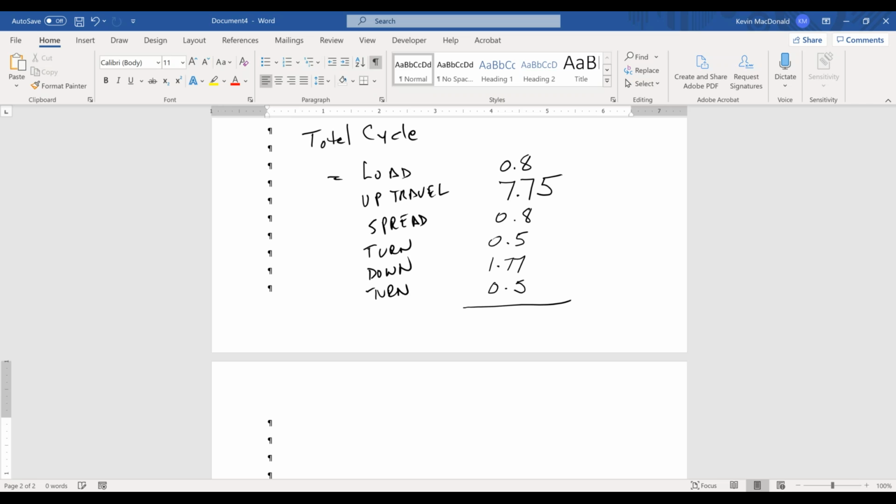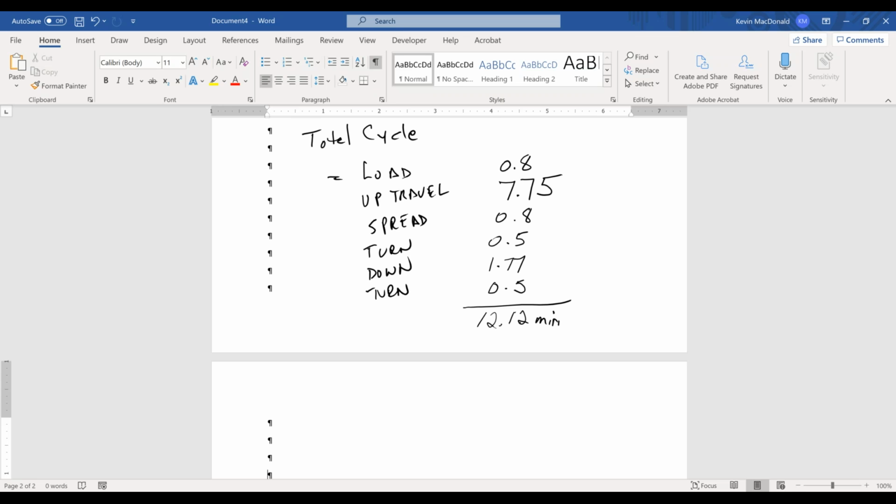And so this gives us our total time that we can now add up. So that's 1.55, 2.35, 2.85, 2.92, 3.62, 4.12, and 12.12 minutes is our total cycle for one scraper.